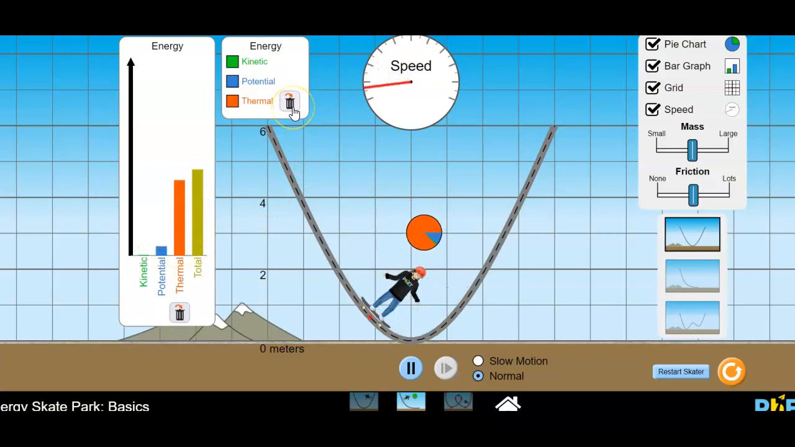But another way to think about it is if you click this trash can, it shows that the amount of energy that you have is shrinking to indicate that friction, again, is doing negative non-conservative work.